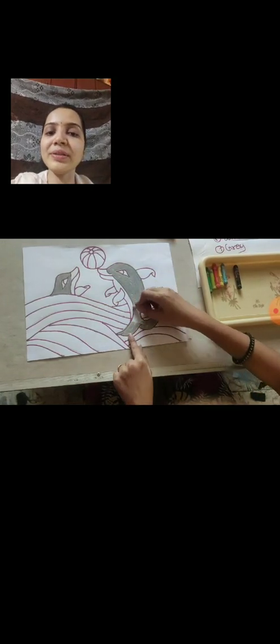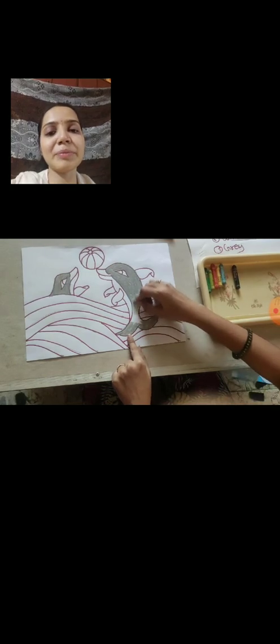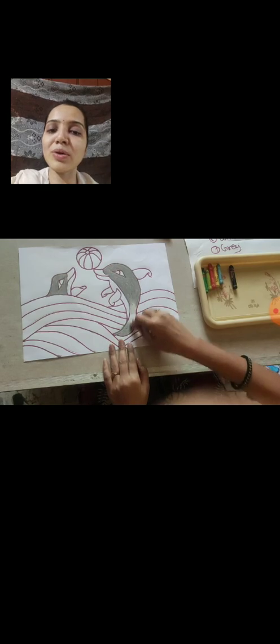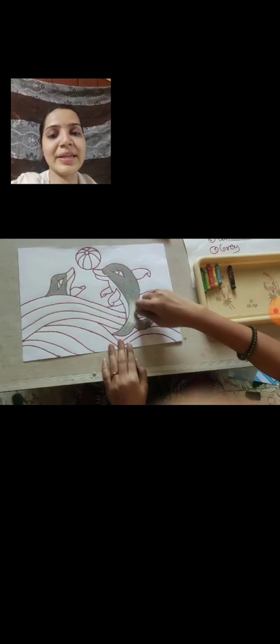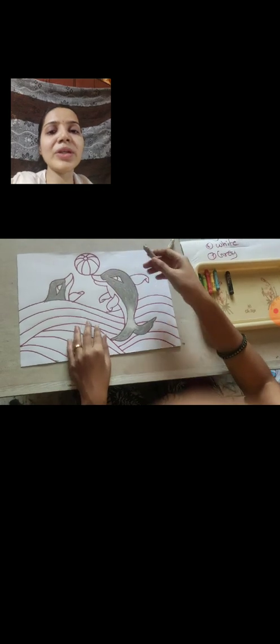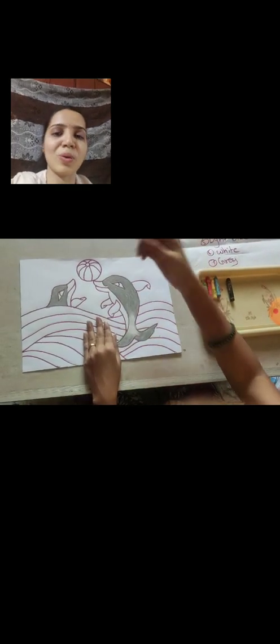Color should be merged. Start giving white color, merging with the gray color. Merge with the tail also our white color. Yes, exactly like this. See, our color is merged and the fish is looking very beautiful with two shades, white and grey. Same way, we will give shading in the wings also.